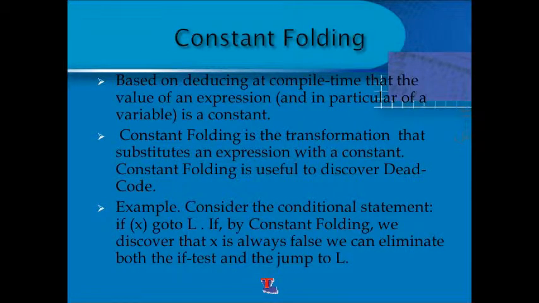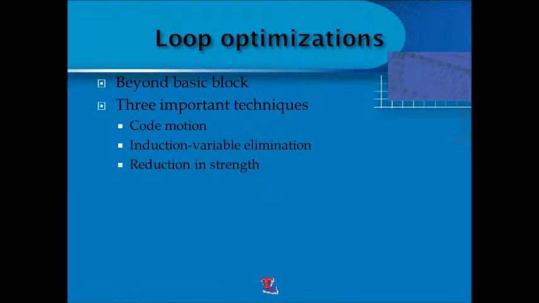Constant folding. It is based on deducing at compile time that the value of an expression is a constant. Constant folding is the transformation that substitutes an expression with a constant. Constant folding is useful to discover dead code. Let us take an example. Consider the conditional statement if x go to L. By constant folding, we can discover that x is always false and we can eliminate both the if and the jump to L.